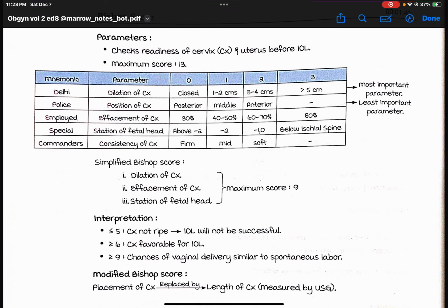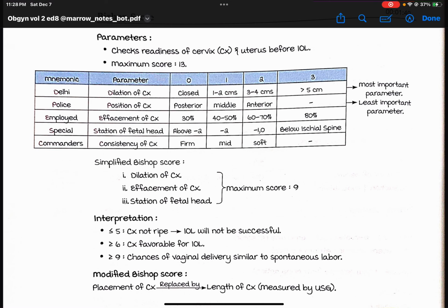First is dilatation of cervix. Second, position of cervix, effacement of cervix, situation of fetal head, and consistency of cervix. So 4 things are of cervix and 1 is of fetal head. The 4 things about cervix are dilatation, position, effacement, and consistency. And the last thing is station of fetal head.